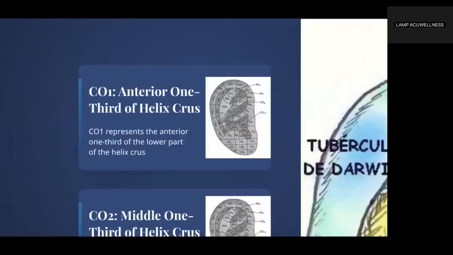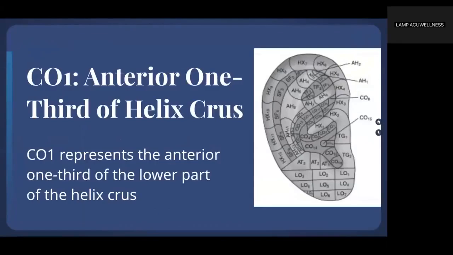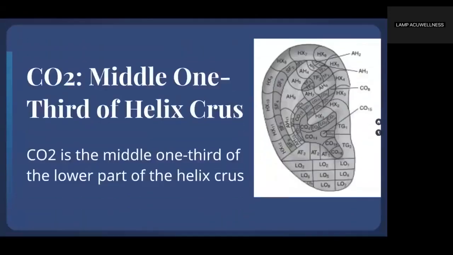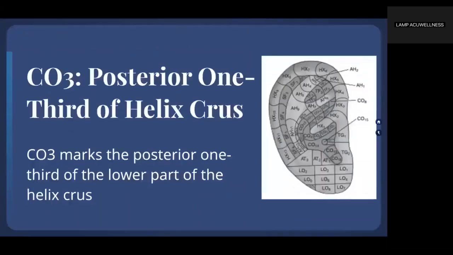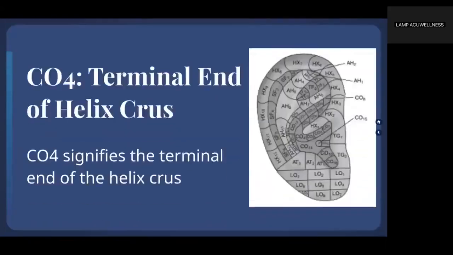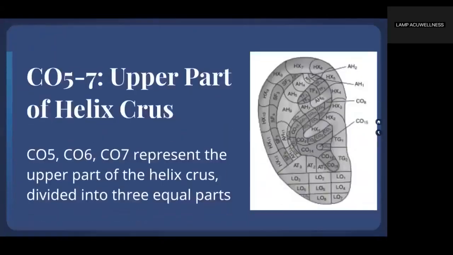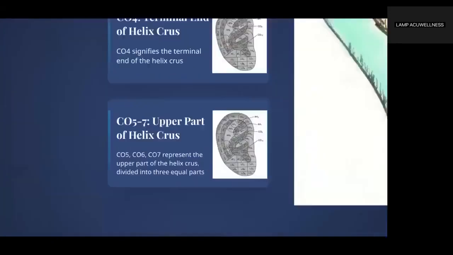Concha zones. CO1 represents the anterior 1/3 of the lower part of the helix crus. CO2 is the middle 1/3 of the lower part of the helix crus. CO3 marks the posterior 1/3 of the lower part of the helix crus. CO4 signifies the terminal end of the helix crus. CO5 to 7 represent the upper part of the helix crus, divided into 3 equal parts.